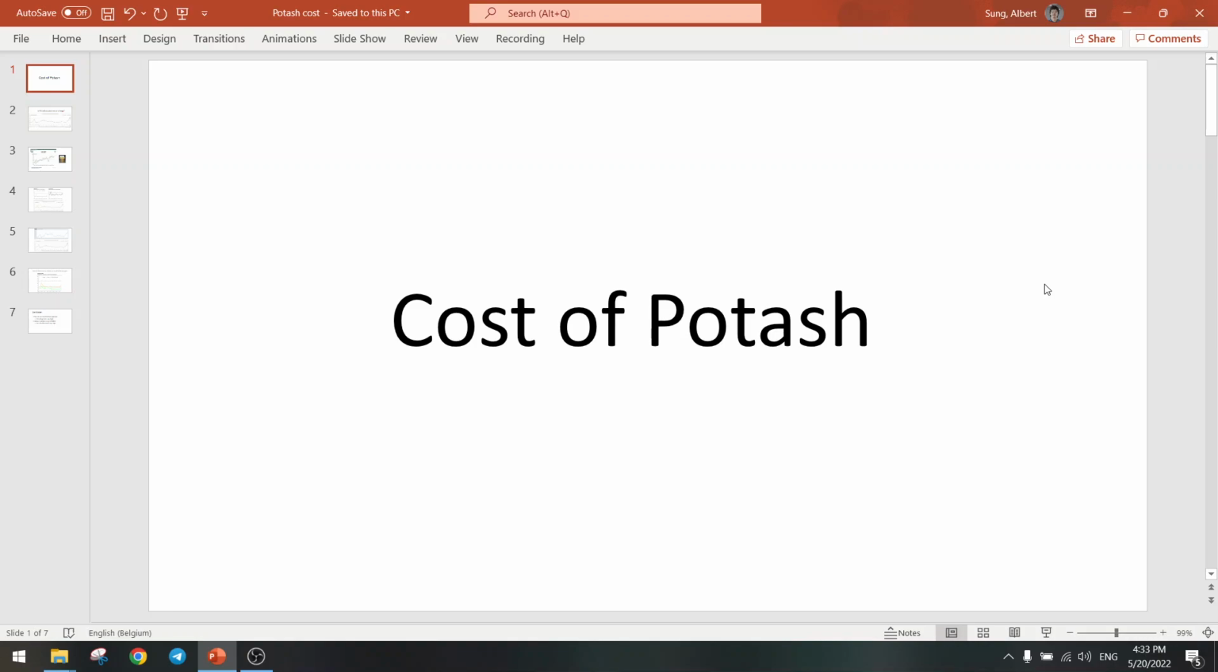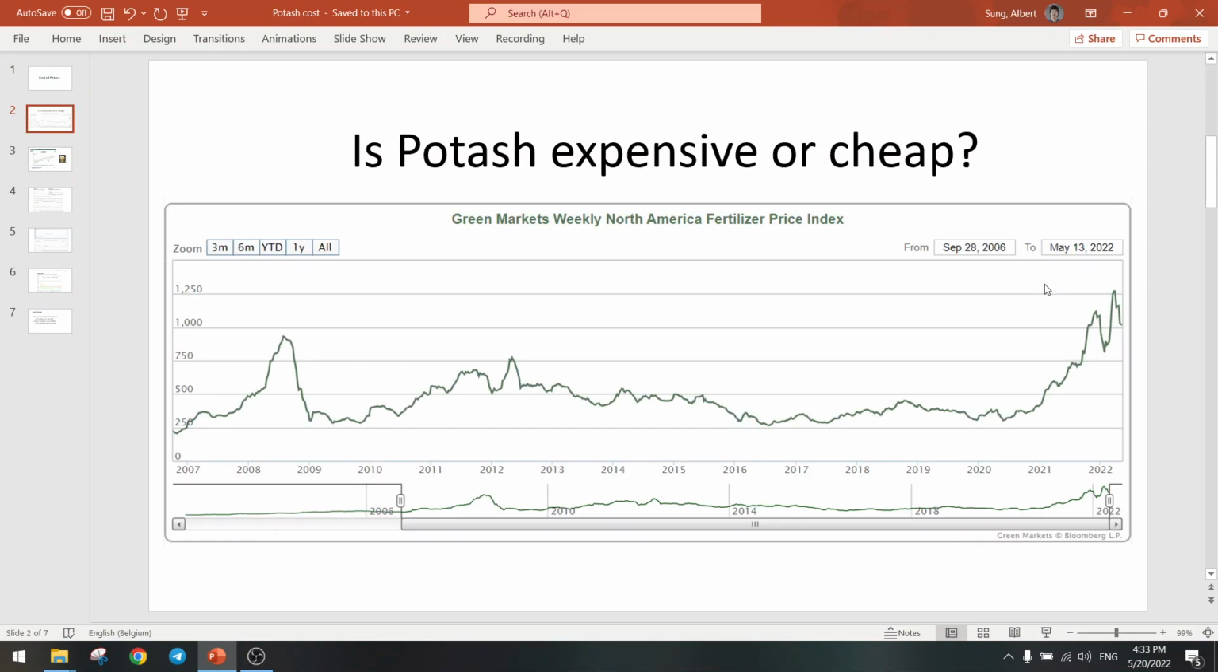Today we're going to talk a bit about potash, and more specifically about the cost of potash. So when we look at the potash price, and this is actually the fertilizer price index in the USA, but it is correlated to potash, you can see here that we are hitting new all-time highs. So this price is much higher than the peak here in 2008.